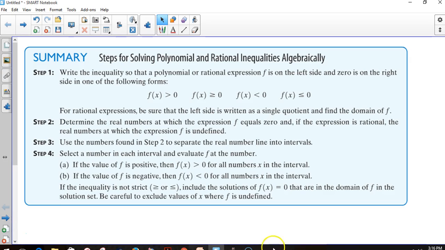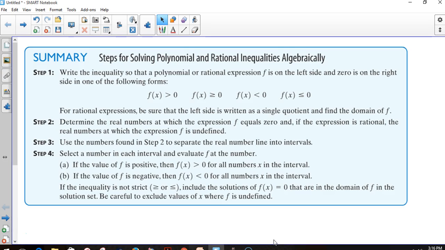The first step is to have all of your terms on one side. So you want this basically equal to 0. So greater than, less than, greater than or equal to, less than or equal to, with 0 on one side. If you want to solve it as a system, you can do that as well using your calculator.